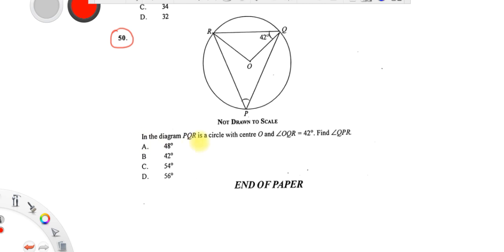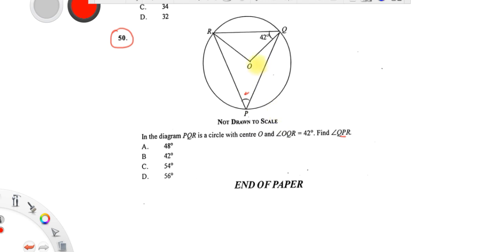You see that in the diagram, PQR is a circle with center O and angle OQR is 42 degrees. Angle OQR is 42 degrees. Find angle QPR. This is what is marked here. This angle is what you are supposed to find. Okay, this is very simple. Find it simple.